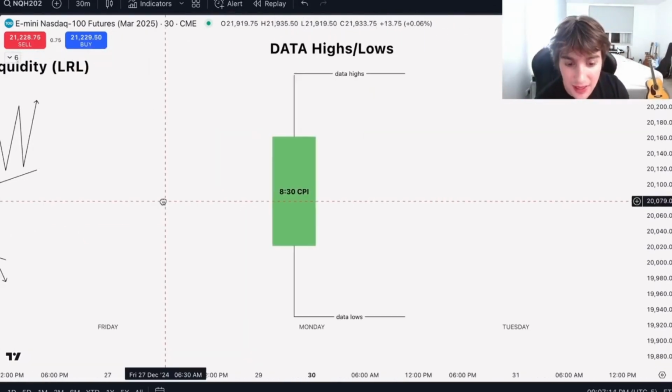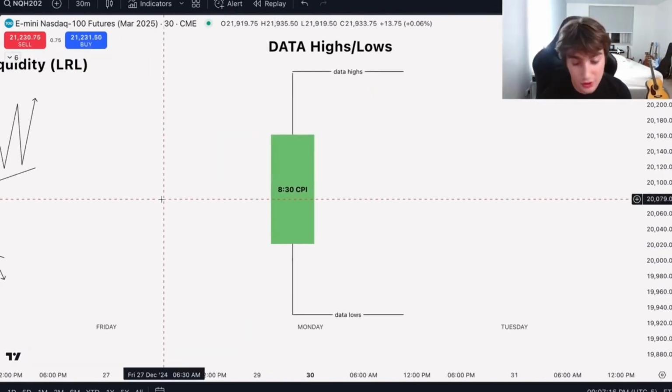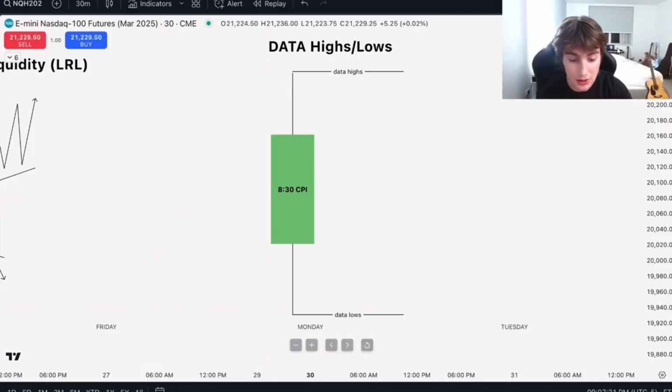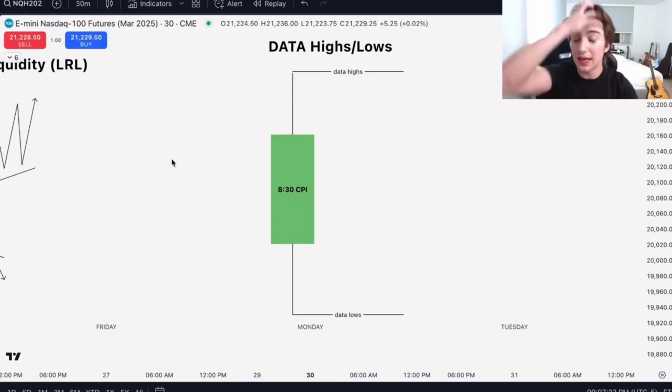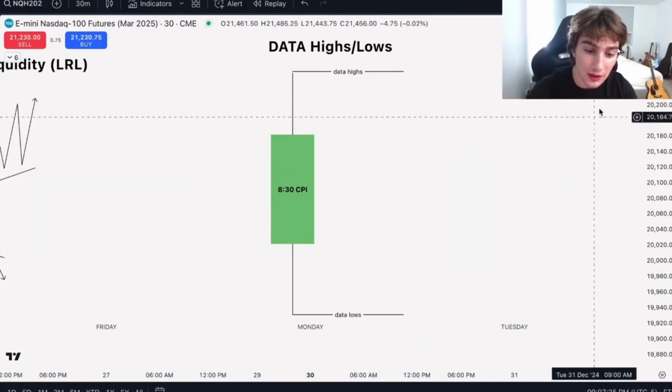And then data highs and data lows, this is super important to know. So when you have a news event like a red folder news, let's say 8:30 a.m. CPI, that singular candle will be very responsive to news, and you'll have a big wick at the top, a big wick at the bottom. That's going to be your data highs. That's going to be your data lows. So definitely get used to marking that out because that's also a great liquidity pool, right?